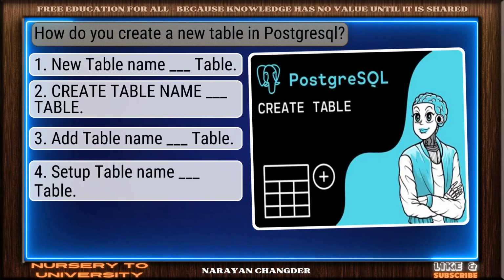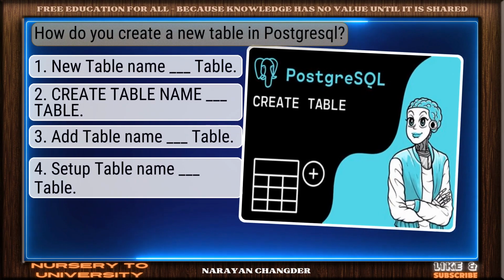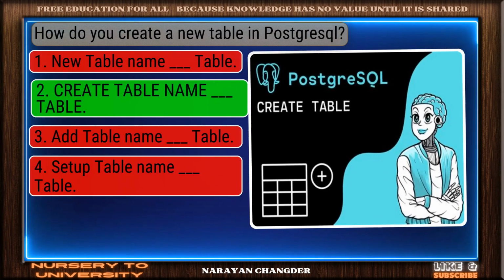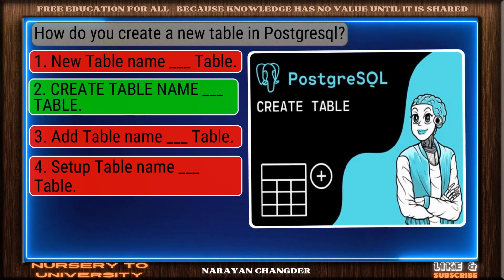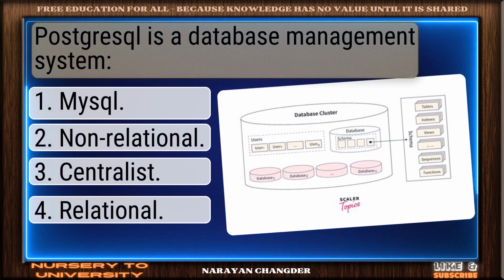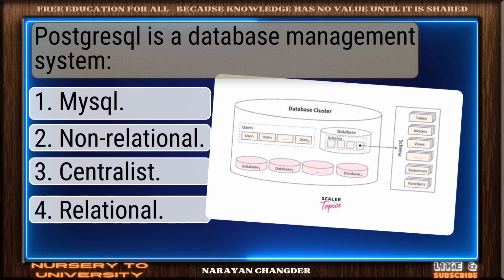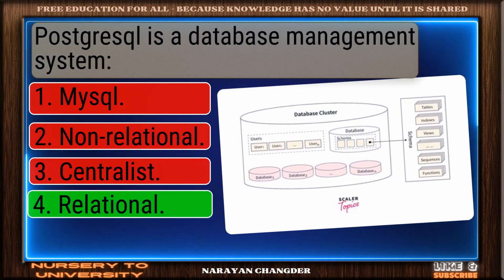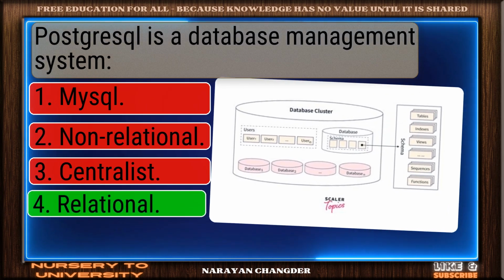Question number 73. How do you create a new table in PostgreSQL? Good job. Your answer create table table_name works well here. Question number 74. PostgreSQL is a database management system. Nicely done. Relational is a solid answer.